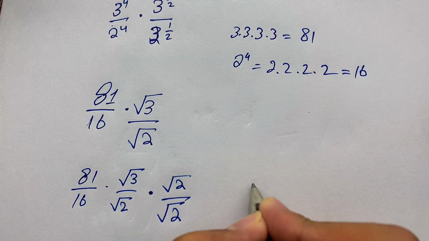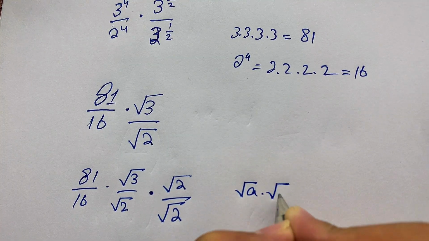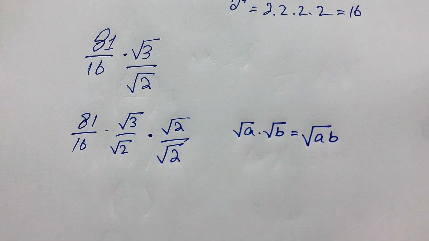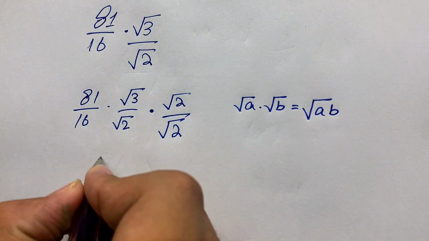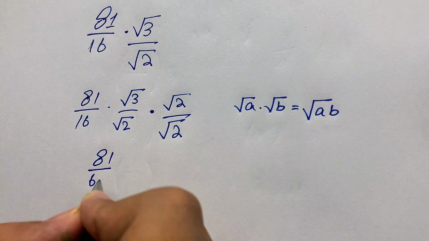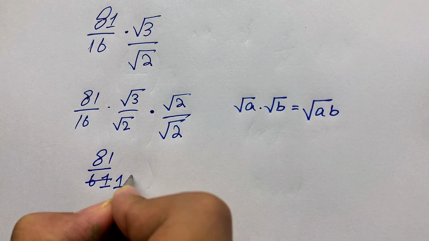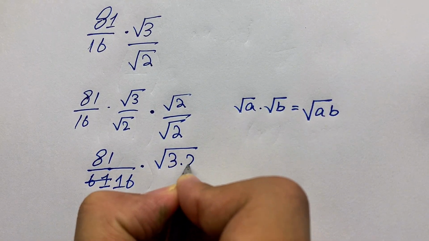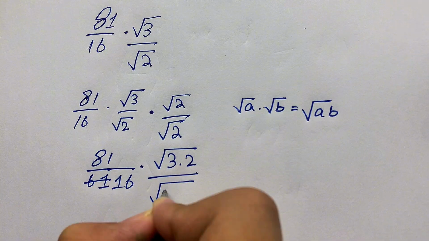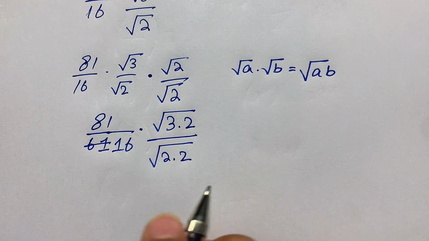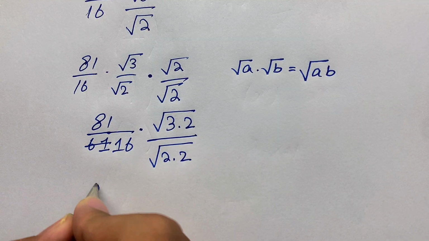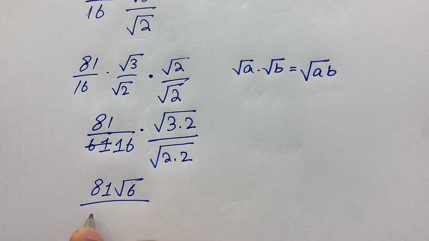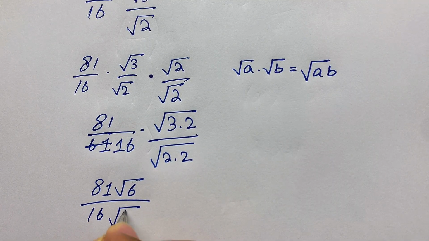So under root of a times under root of b is equal to under root of ab. Now this will be 81 divided by 16, sorry, 16, times under root of 3 times 2 divided by under root of 2 times 2. After this, 81 times under root of 3 multiplied by 2 is 6, divided by 16 times under root of 4.